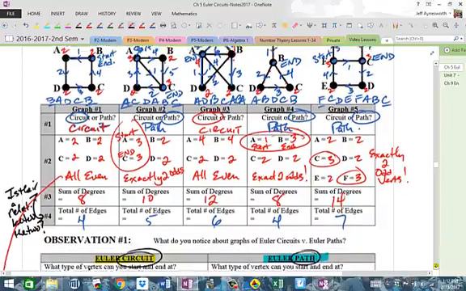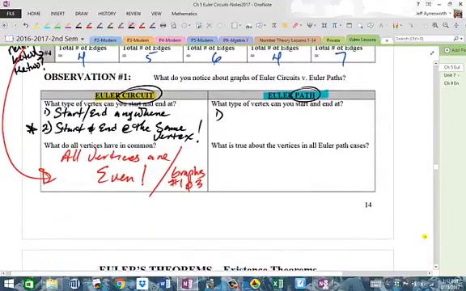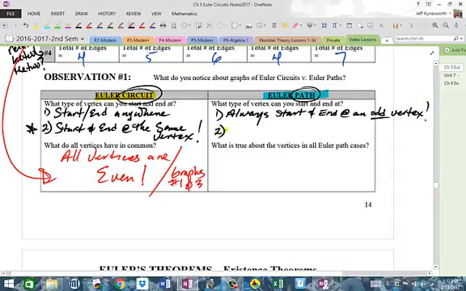So you need to identify where your odd vertices are first, and always start and end at an odd vertex. It's important. You can't do it any other way. It just flat out won't work. Start and end vertices are different.